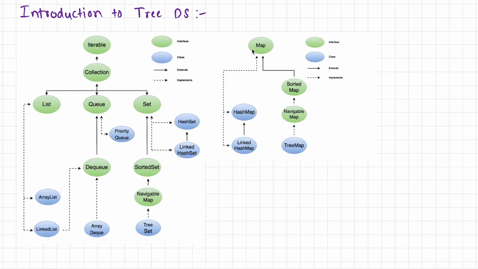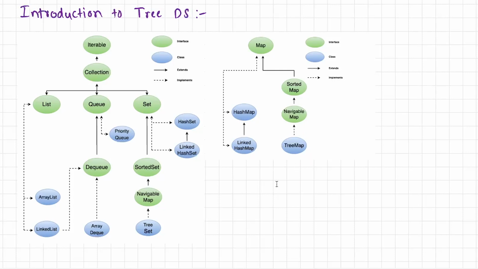And if you look at the map interface, there are three classes: hash map, linked hash map, and tree map that implement map interface. And out of these three classes, hash map and linked hash map are implementations of hashing, and tree map is implemented using a self-balancing binary tree, that is a red-black tree.